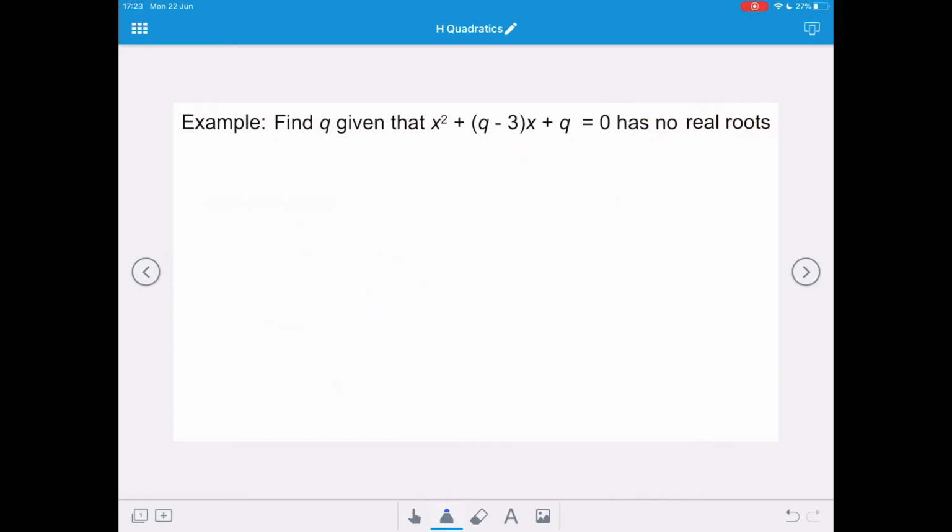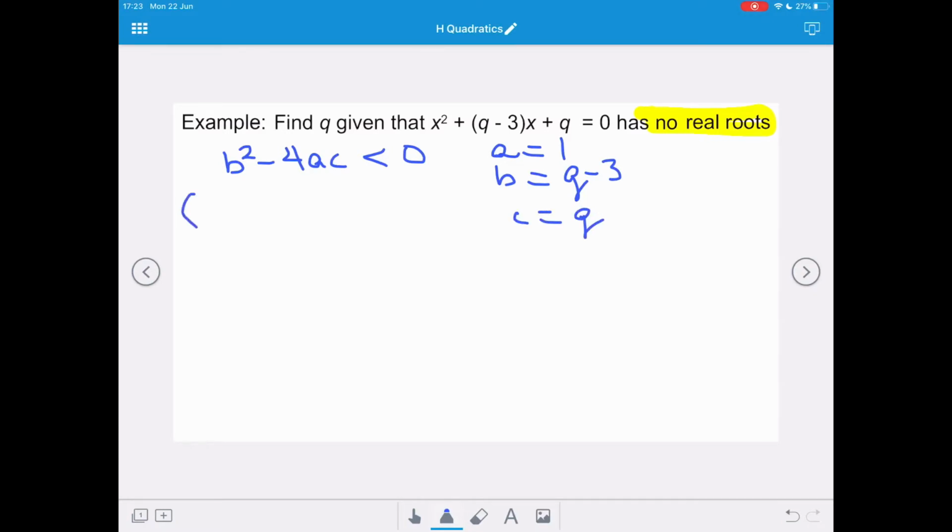The next example, we want to find q given that x squared plus (q minus 3)x plus q equals 0 has no real roots. So the condition for our discriminant for this example is going to be b squared minus 4ac is less than 0. So in this example, a equals 1, b equals q minus 3, and c equals q. And we're going to substitute those values into our discriminant, and we're going to end up with (q minus 3) all squared minus 4 times 1 times q, and that's less than 0.